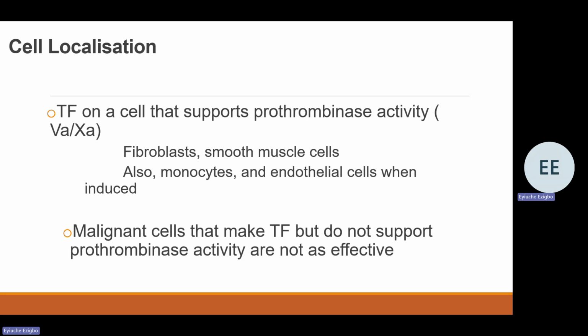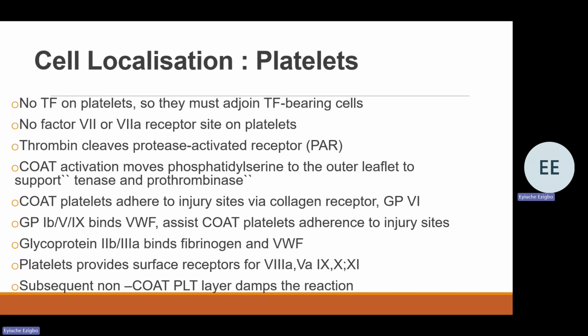So during the process, cell localization is central to the cell-based coagulation model. Tissue factor is on cells that support prothrombinase activity, like fibroblasts, smooth muscle cells, and also on monocytes and endothelial cells when they are induced. Malignant cells that make tissue factor but do not support prothrombinase activity are not as effective. So this phenomenon of cell localization is a central process in the cell-based model of coagulation. There is no tissue factor on platelets, so they must adjoin tissue factor-bearing cells. No factor 7 or factor 8 receptor site on platelets.